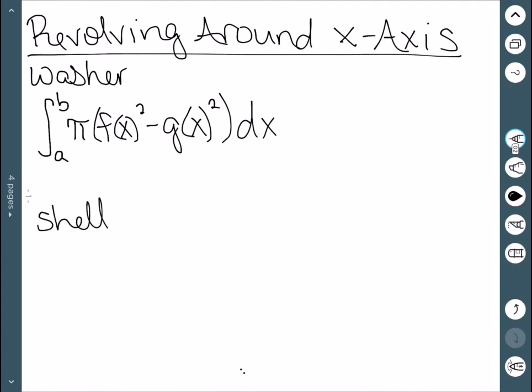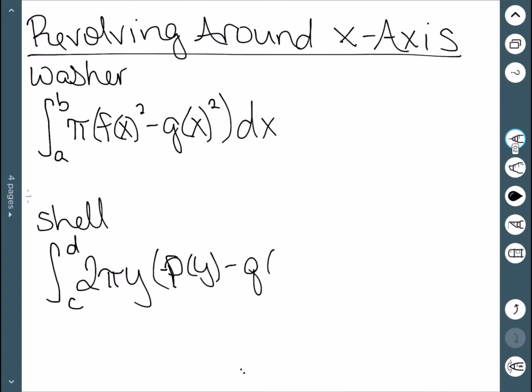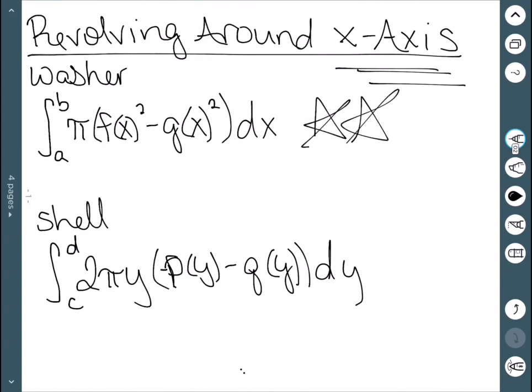For the shell method around the x-axis, we integrate from c to d of 2 pi y p of y minus q of y dy. While we can use either method whenever we're trying to find the volumes, anytime we're going around the x-axis, our washer method is highly preferred.